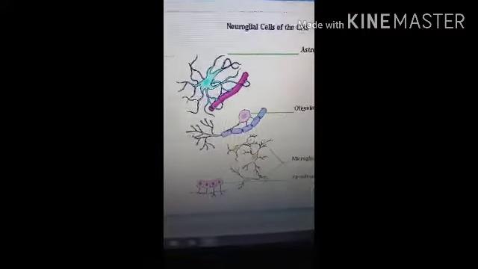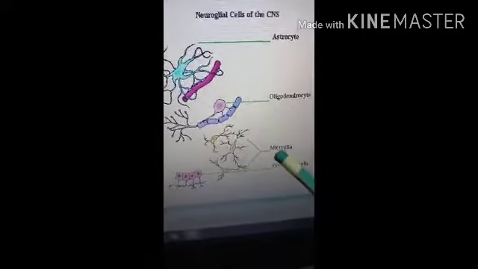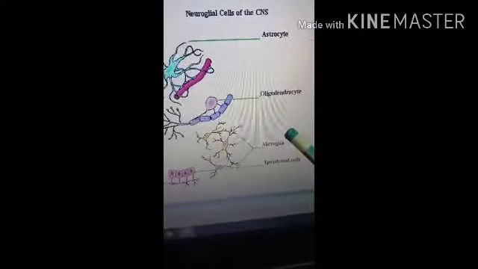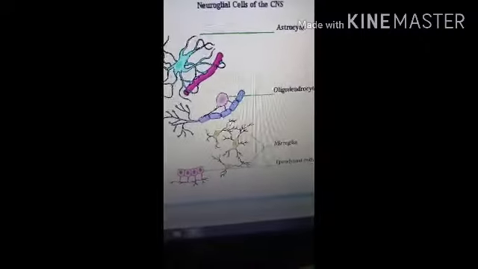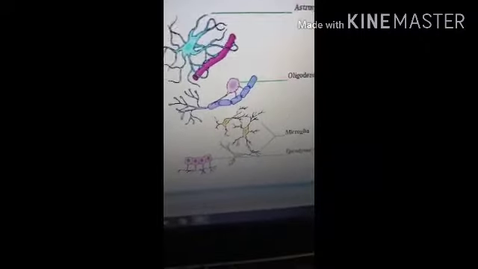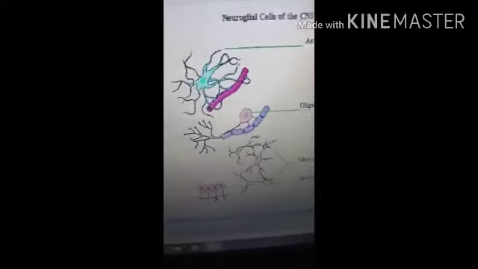Then all these neuroglial cells are derived from the ectoderm except the microglia, which are derived from the mesoderm. So these are the microglial cells, which are the main supportive cells of the CNS.